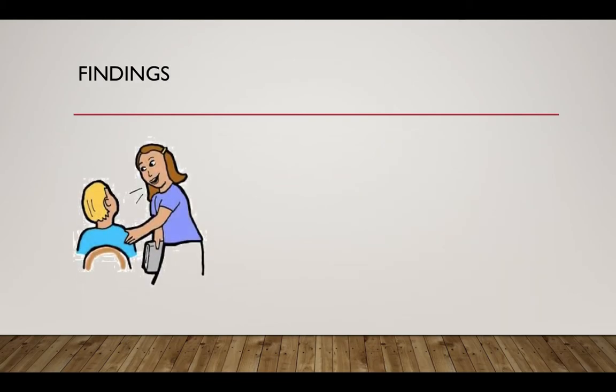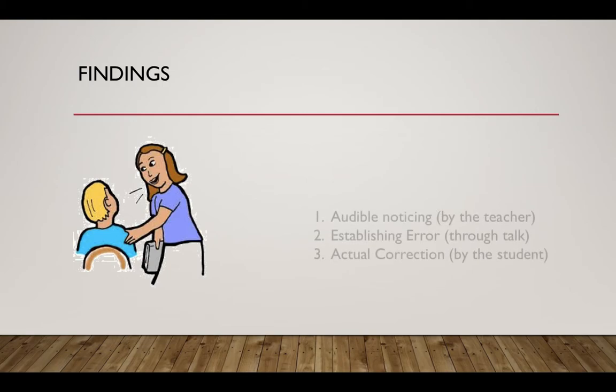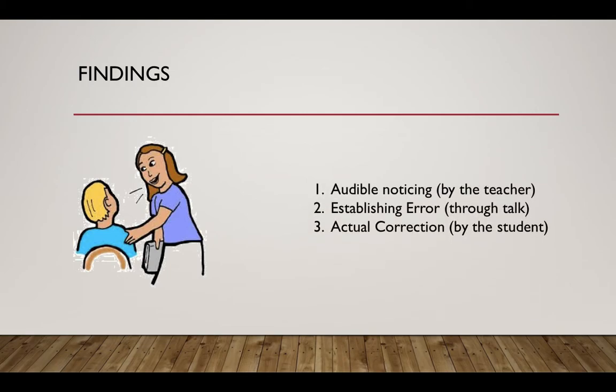Findings suggest that the teacher chose to encourage correction through conversational cues rather than pointing it out explicitly. Interactions were context-specific based on the student and the mistakes made, but 3 consistent interaction patterns were found. 1. Audible noticing by the teacher. 2. Establishing error through talking. And 3. Actual correction done by the student.